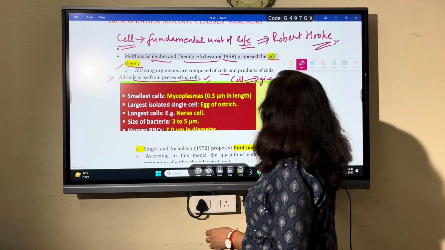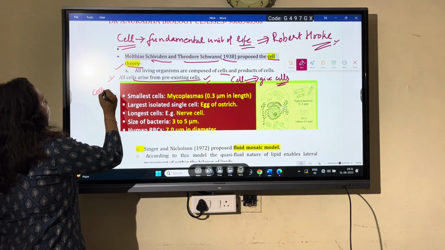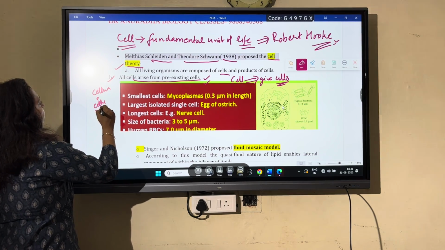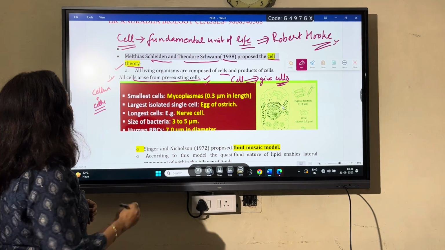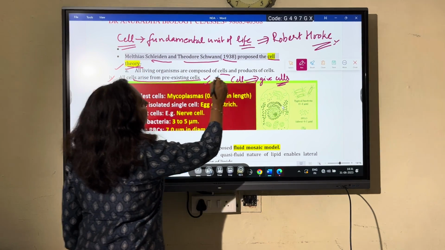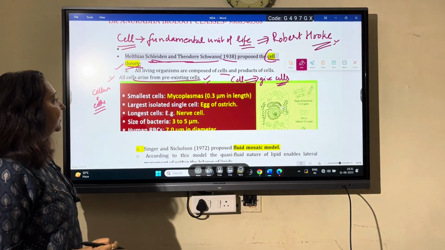There is another word for this, that is cellular. So this is important. Cell theory was given by two scientists.